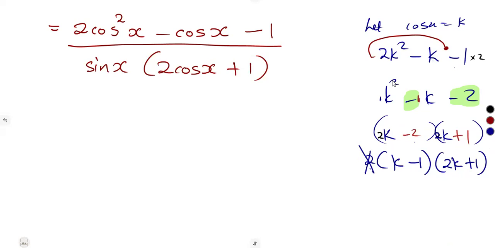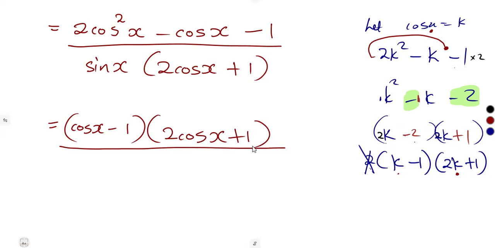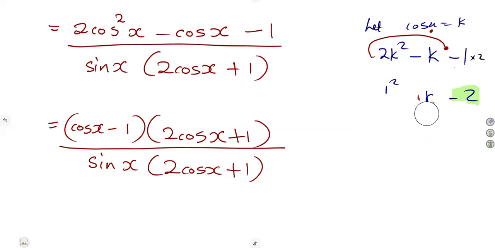Guys, the factorization is in your hands. I want you to do it the way that you understand, the way that you have been taught. But what is important is that you're going to have two brackets. And remember, our k represents the cos of x. So you're going to write this one as the cos of x minus 1 into 2 cos of x plus 1, everything over our denominator, which is the sine of x into 2 cos of x plus 1. Remember, our denominator is already in the simplest form, so we just leave it like that.